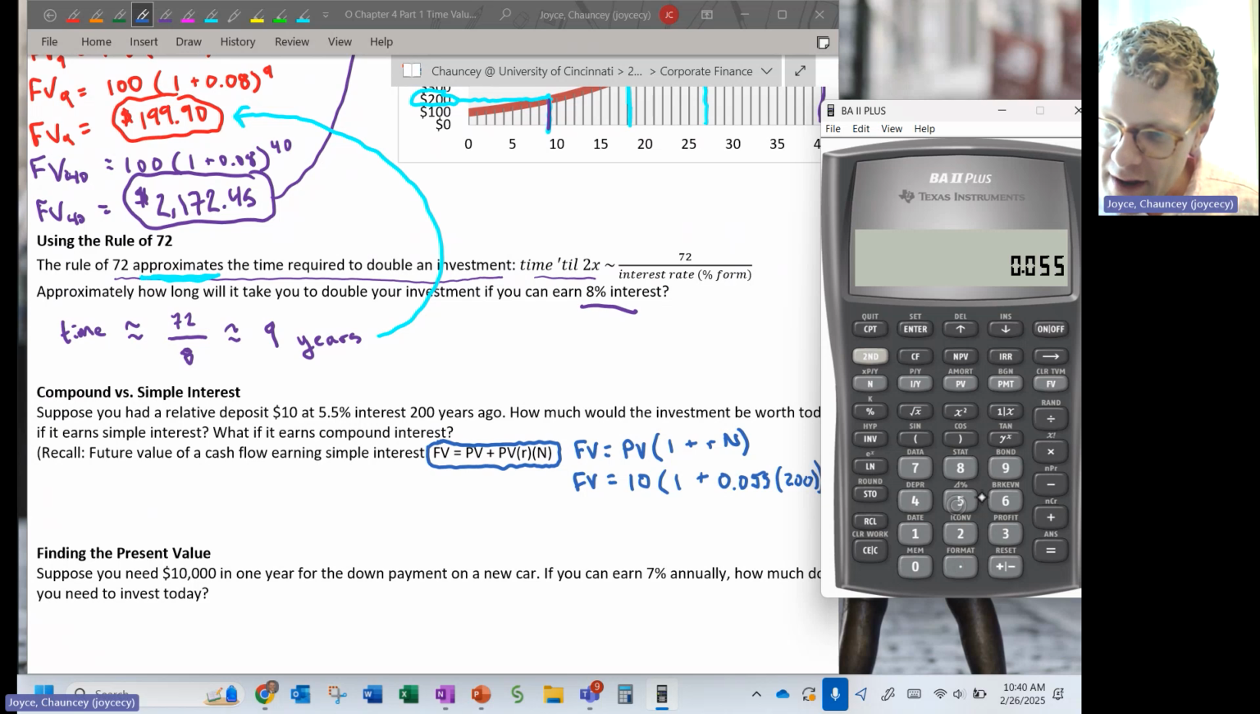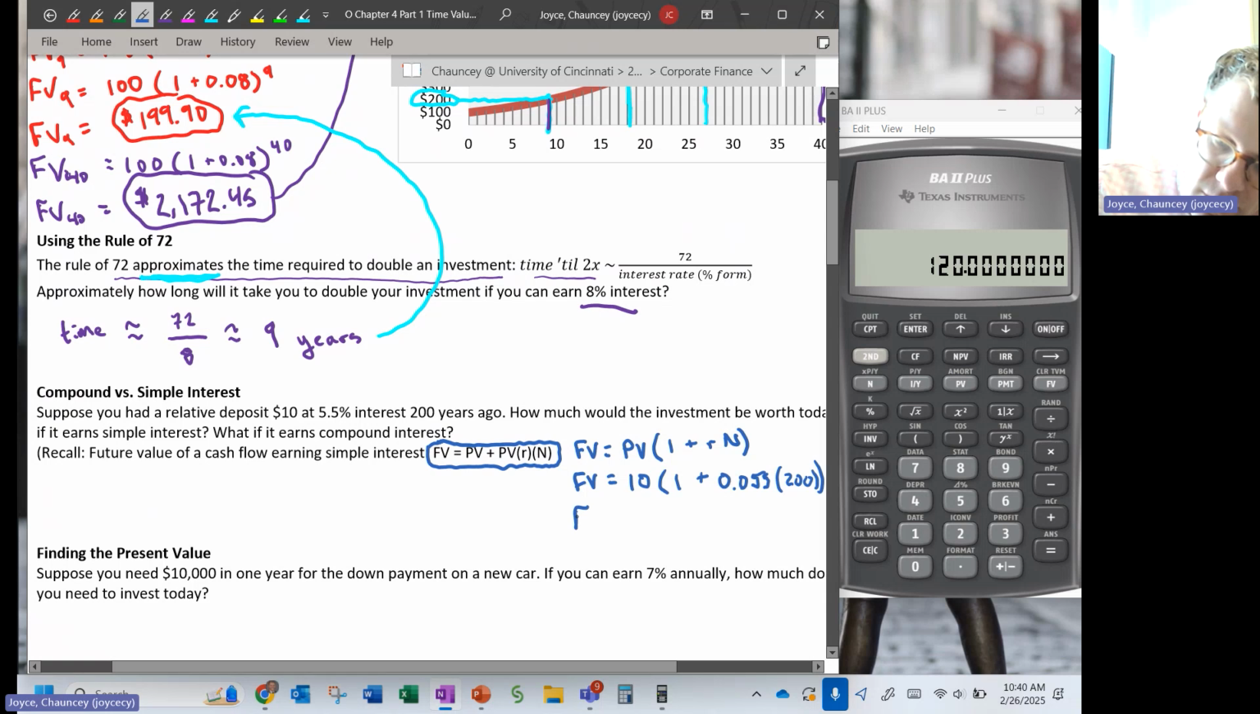So 0.055 times 200 equals 11 with 1. 200 times 0.055, 11 with 1 equals, and then times 10. There we go, 120. Your future value is only 120.